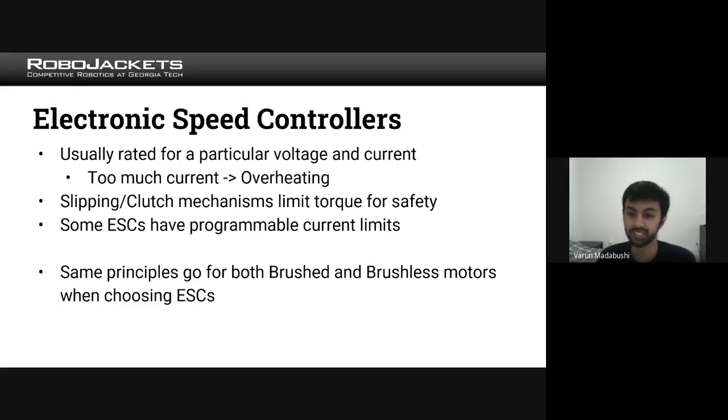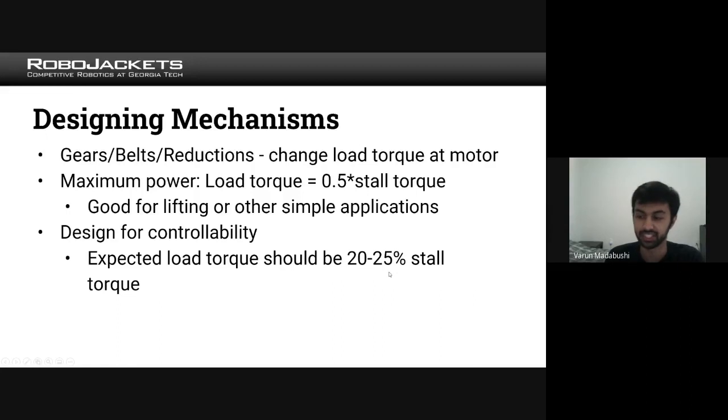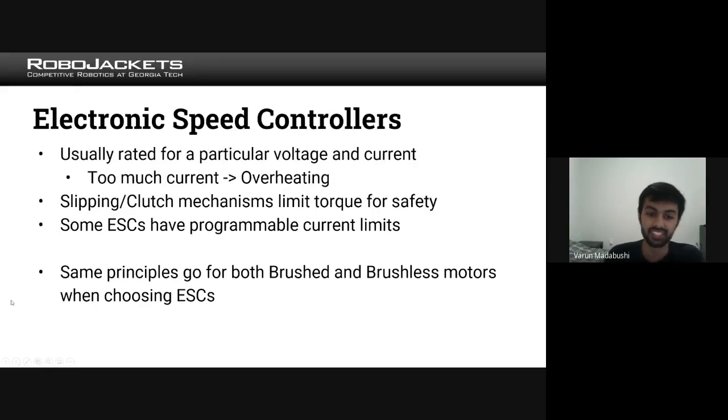And that is the thing. You should usually be very careful when you design a motor for the case of stalling. That's actually one of the reasons why you want your load torque to be 20 to 25%, because for robot arms or precise positioning applications, you might actually need to stall the motor at points because you need to hold something in a particular position. But the same ideas of choosing an ESC based on current, overheating, and using torque limiting apply to both brushed and brushless motors. In fact, the math works out really similarly for both of them.